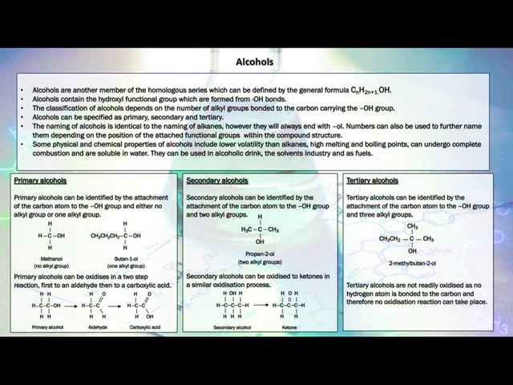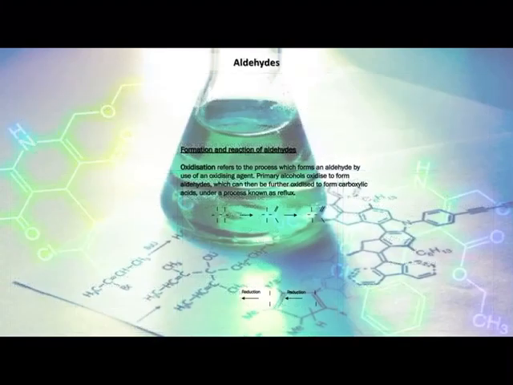Secondary alcohols can be identified by the attachment of the carbon atom to the OH group and two alcohol groups. Now, they can be oxidised to ketones in a similar oxidisation process. However, the ketones cannot be oxidised any further. Tertiary alcohols, they can be identified by the attachment of the carbon atom to the OH group and three alcohol groups. Now, tertiary alcohols are not readily oxidised as there's no hydrogen atom that is bonded to the carbon, so no oxidisation reaction can take place.